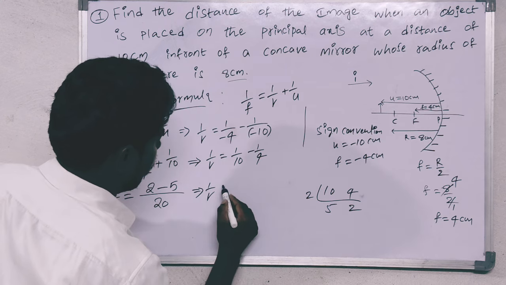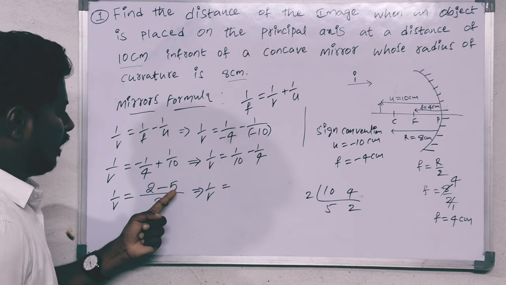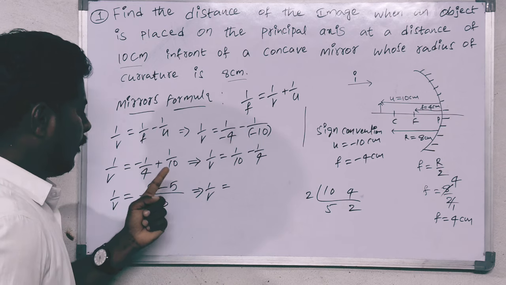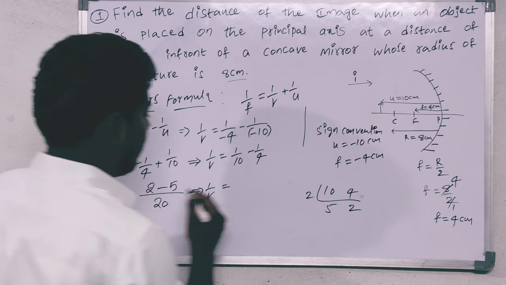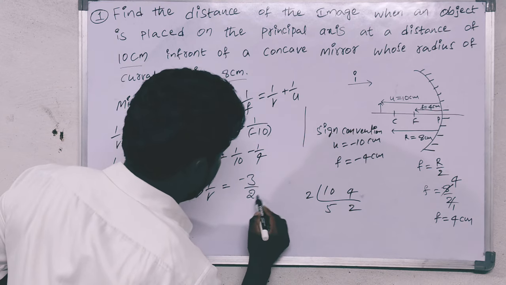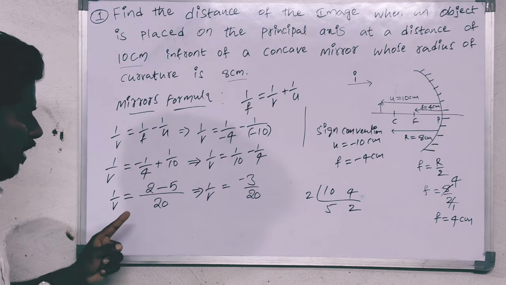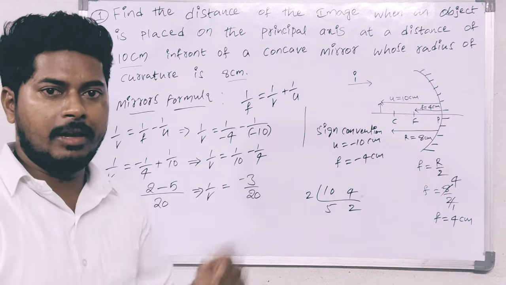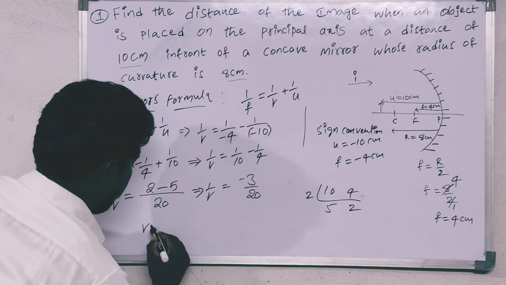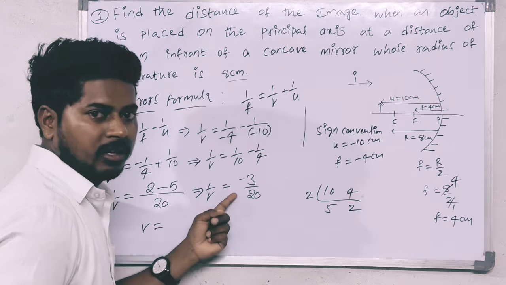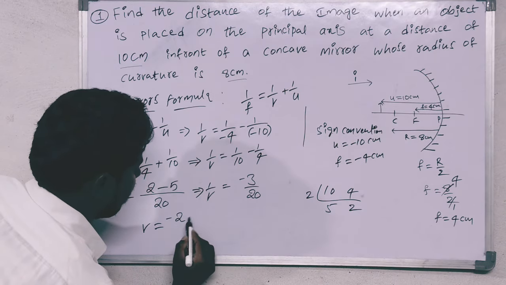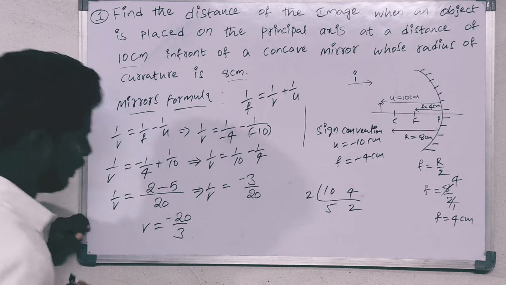1 by V equals 2 minus 5. Minus into minus, plus. So 2 minus 5 is minus 3. Minus 3 divided by 20. But we need the distance of the image, and here we have 1 by V. Then V equals, this fraction becomes reciprocal. Now you can write 20 by 3.